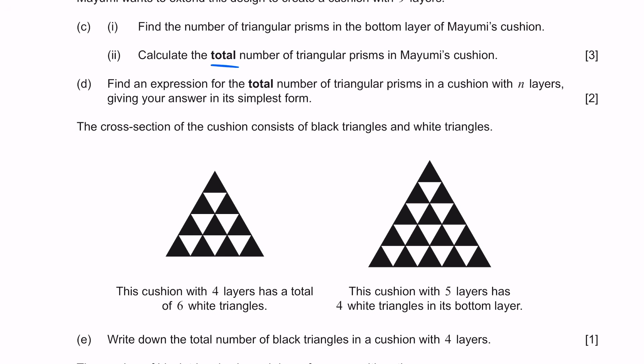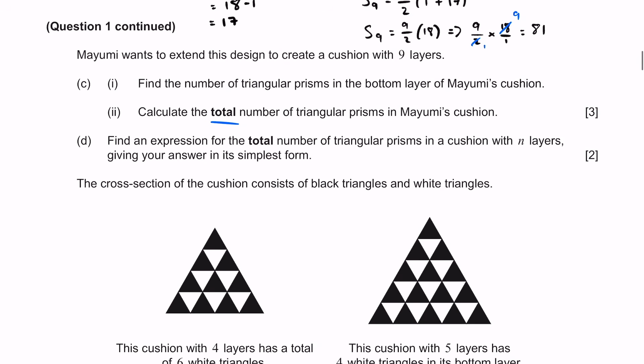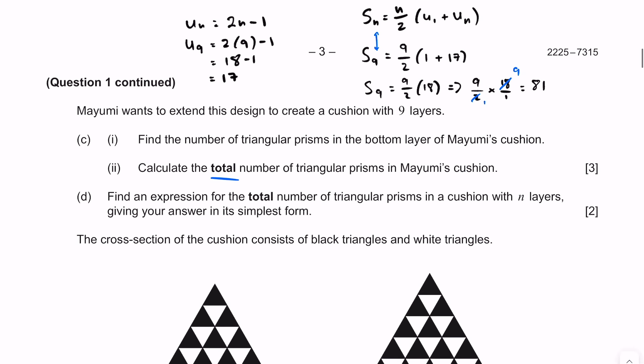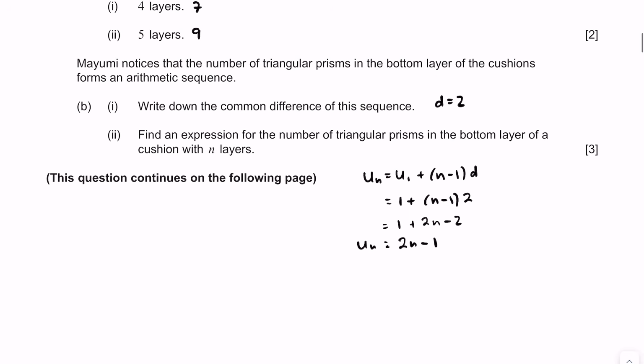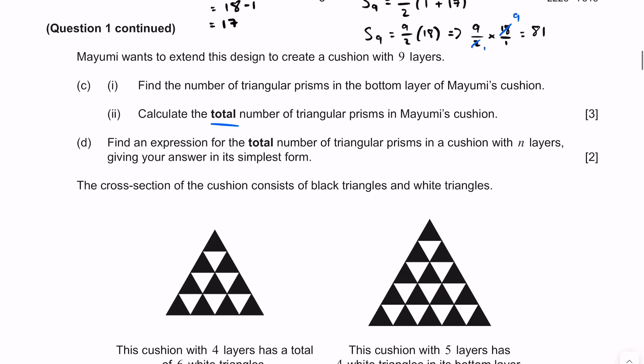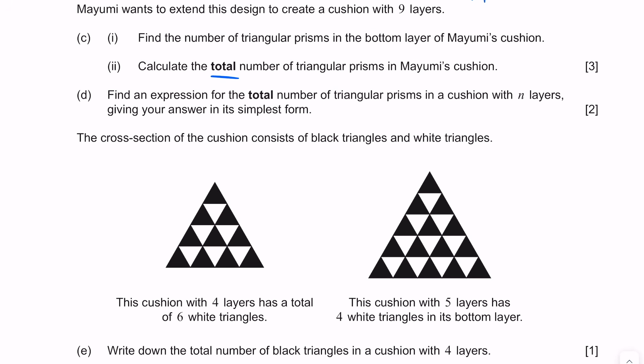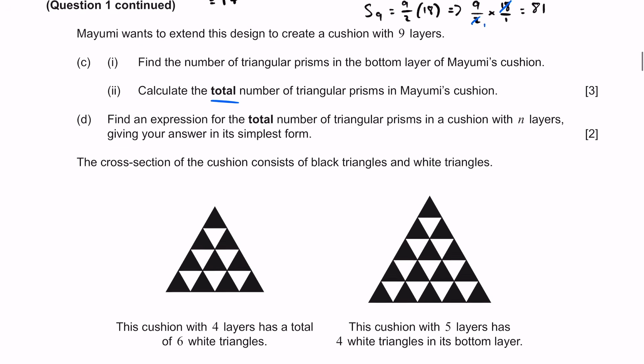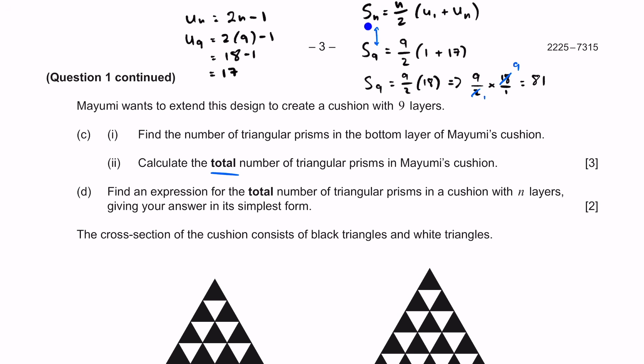Question D. Find an expression for the total number of triangular prisms in a cushion with n layers, giving your answer in its simplest form. Okay, so this is an interesting question because, in a similar way as earlier, where we wanted to find a general expression for the number of triangles in the nth layer, here we want to find an expression for the total number of triangles for a cushion with n layers. So since we're dealing with total numbers, we want to use the sum formula.